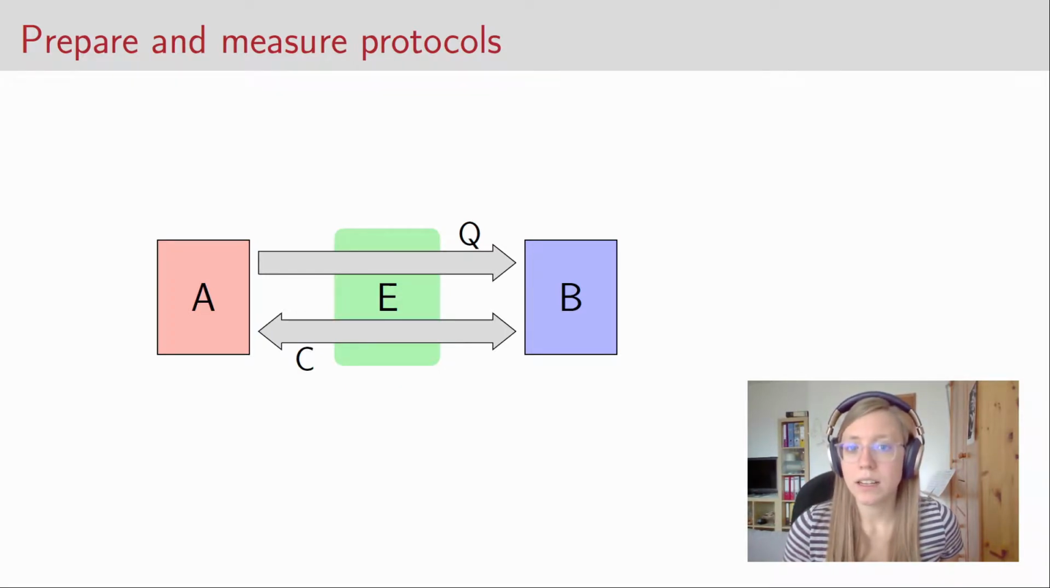Eve can now listen to the communication between Alice and Bob. And in case of the quantum channel, she can interact with the quantum states that are sent in any way that is allowed by the laws of physics. She can also listen to the classical communication, but in this case, she cannot change the classical communication. She can only listen to it.